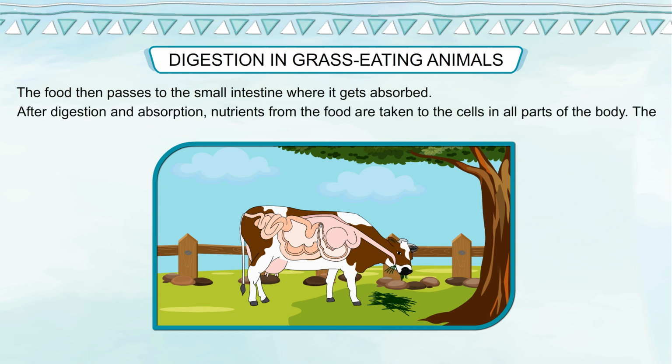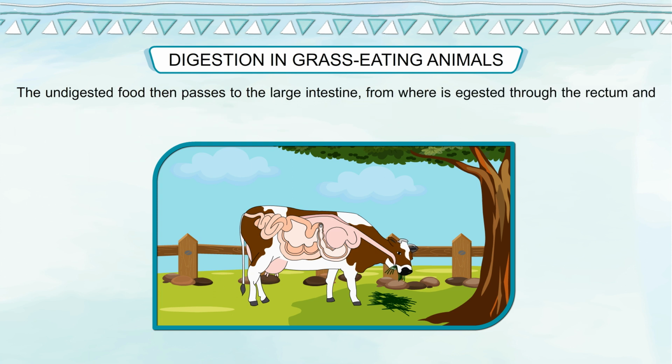After digestion and absorption, nutrients from the food are taken to the cells in all parts of the body. The cells oxidize the food to release energy. The undigested food then passes to the large intestine from where it is expelled through the rectum and anus.